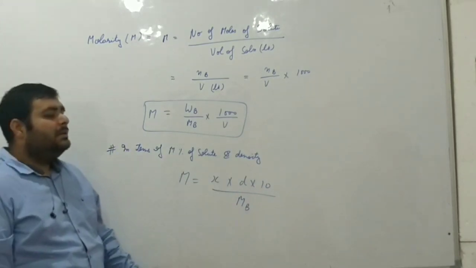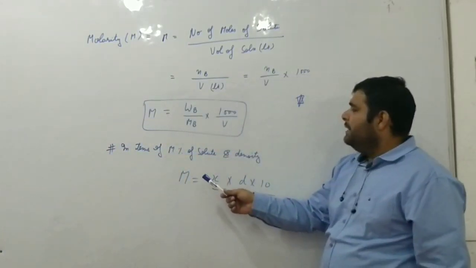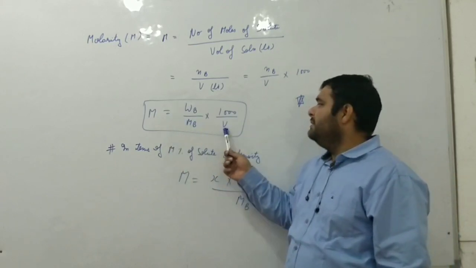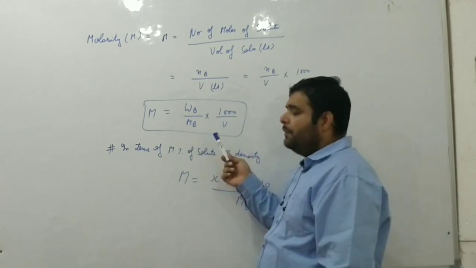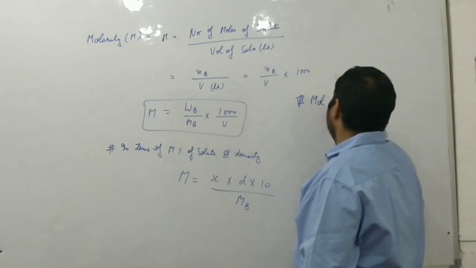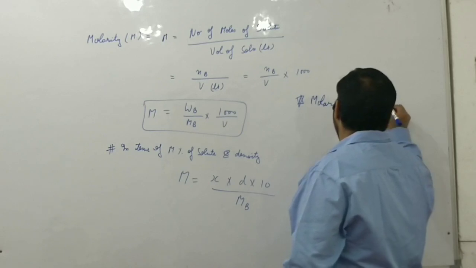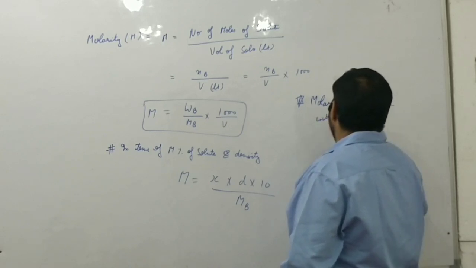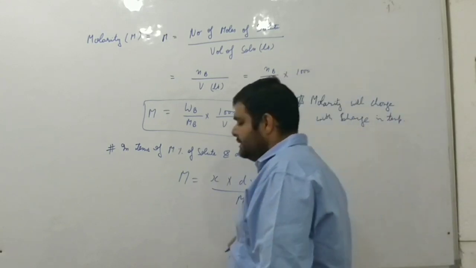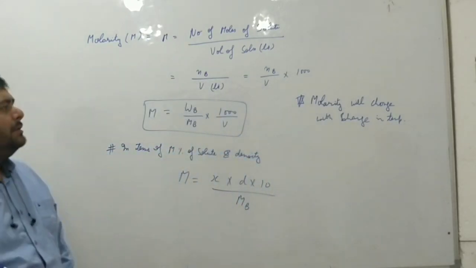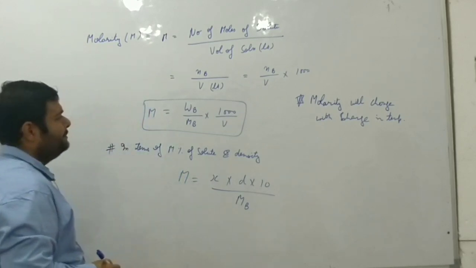Now our next point is whether the molarity changes with the temperature or not. As we can see in this formula, molarity depends upon volume. So if molarity depends upon volume, then molarity will change with the change in temperature. As you change the temperature, the molarity of the solution will keep changing, because it depends upon volume, and volume changes with temperature.